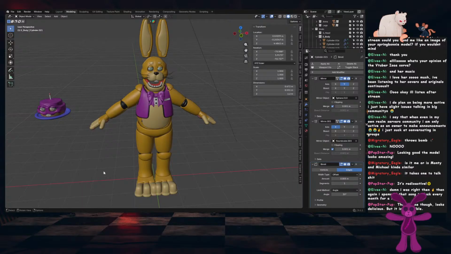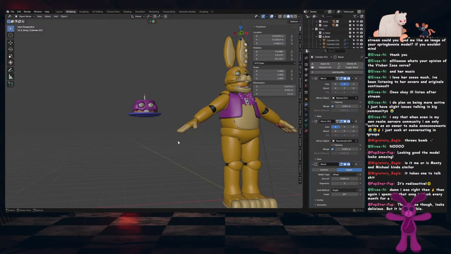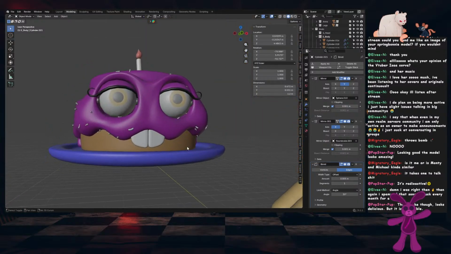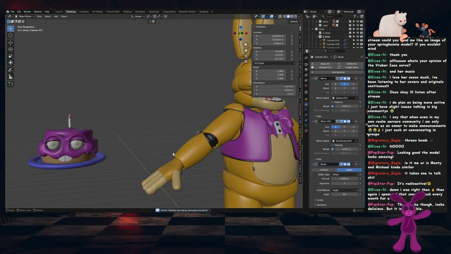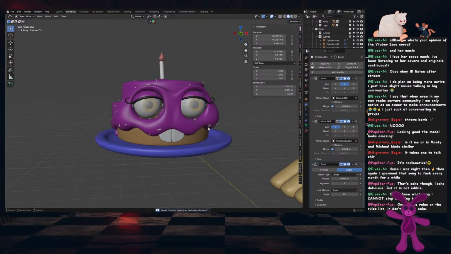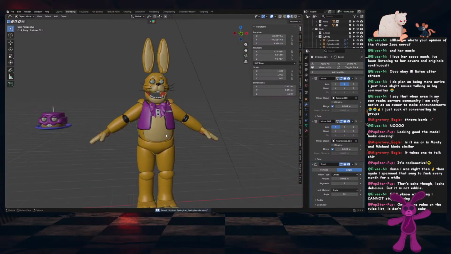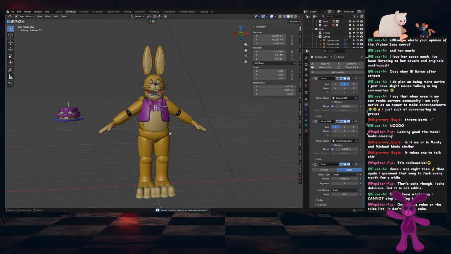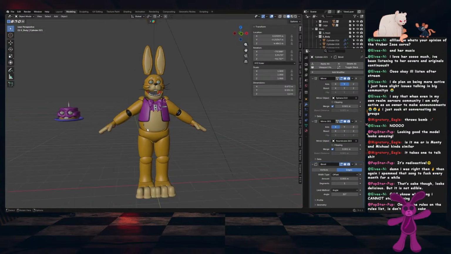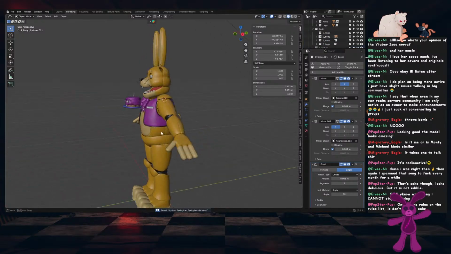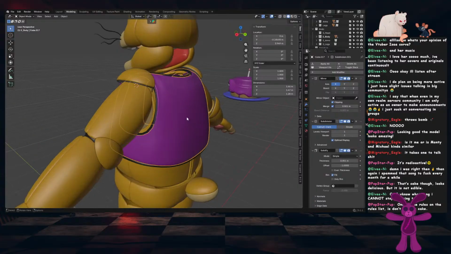That cake, though, looks delicious, but it is not edible. No, it is not. It also gives off a really eerie vibe. You've got Charlotte the cake, the yellow rabbit, and as time goes on, we're gonna have Fredbear, Bub, and Monty. But as of right now, we are going to have to call it.